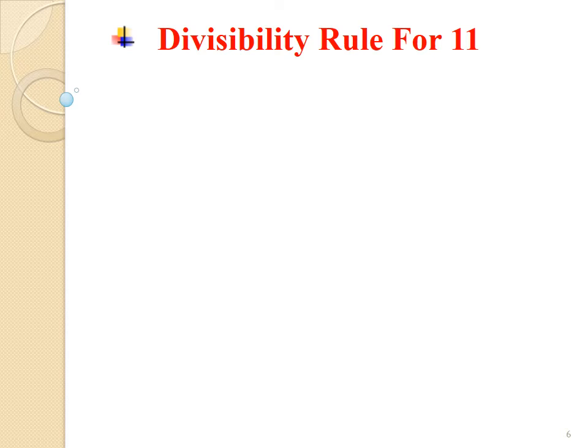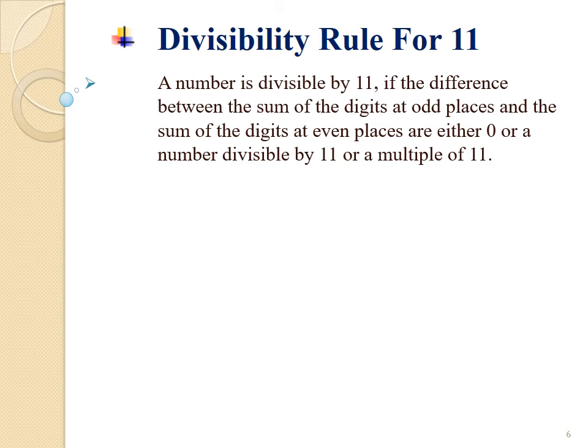Divisibility rule for 11. A number is divisible by 11 if the difference between the sum of the digits at odd places and the sum of the digits at even places is either 0 or a number divisible by 11. Students, we can check whether a given number is divisible by 11 or not by different patterns.